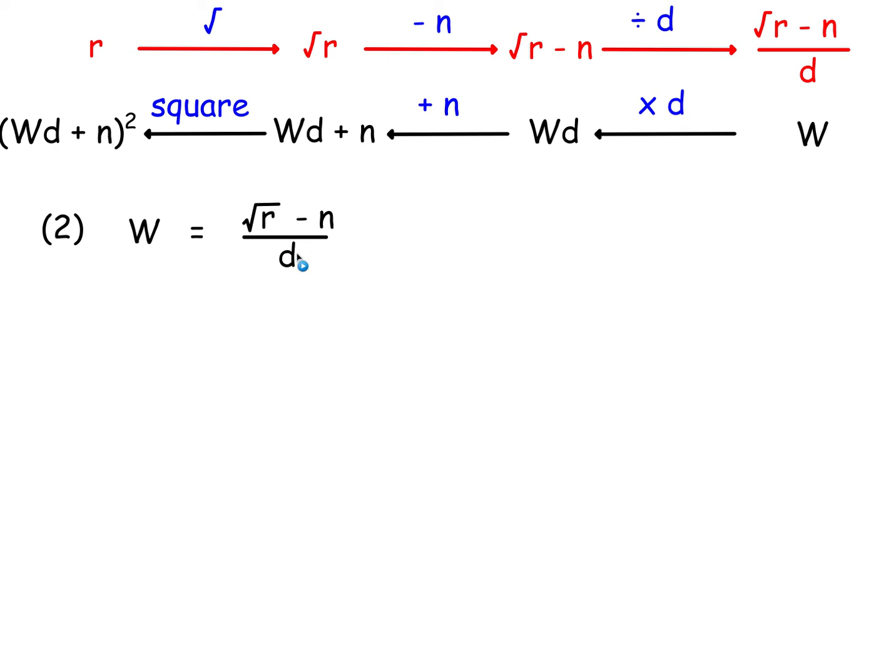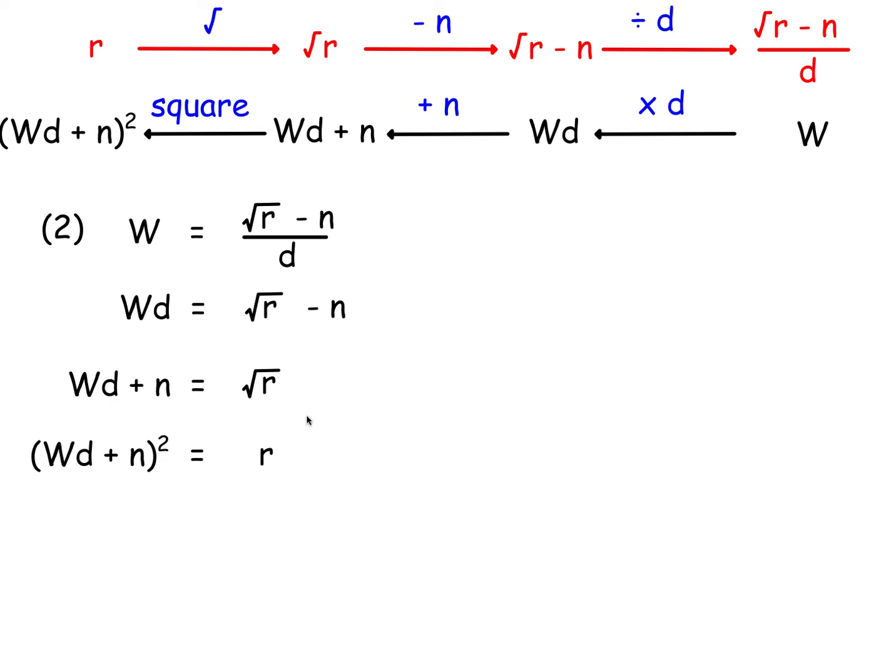So to show the working, what we're doing first is getting rid of this d in the bottom line. That's the first bit, you multiply by d. Multiply by d, wd equals root r minus n. That's the first bit, the wd bit. Get rid of this minus n, add in n to both sides. That's what's happening here. So it's wd plus n on the left, minus n became adding n. And to get rid of the square rooting, we square both sides. So this gets bracketed because the whole thing gets squared, and that's how it's got r. Usually write r equals, that's it done.